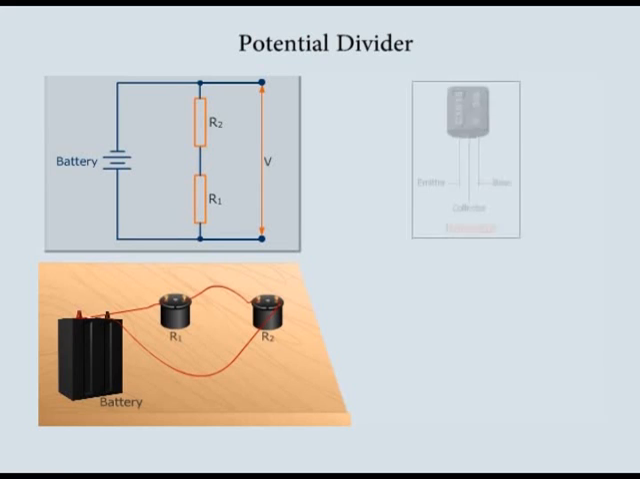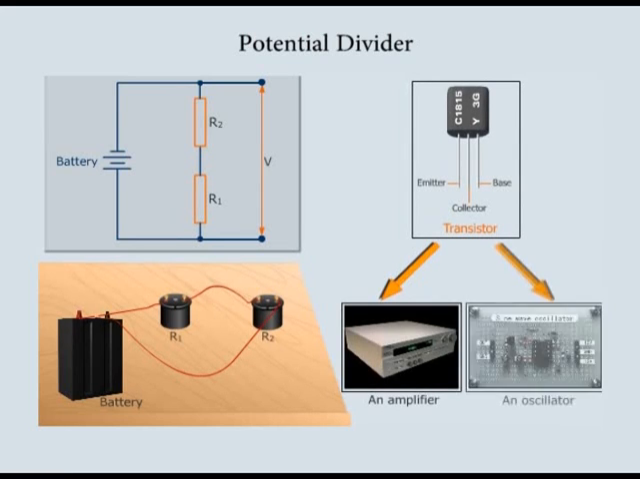For the normal working of a transistor as an amplifier or as an oscillator, we may require a voltage less than the voltage of the battery in the circuit. In such cases, we make use of this voltage divider circuit. Let us see how the voltage is divided.